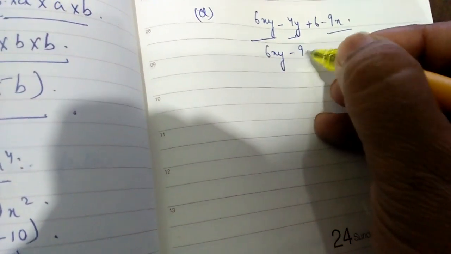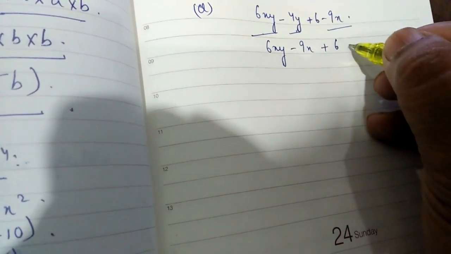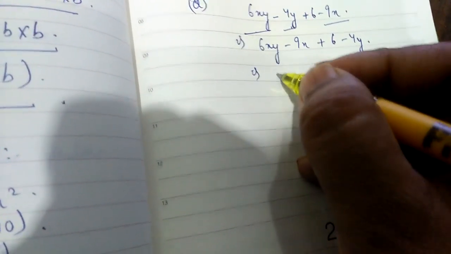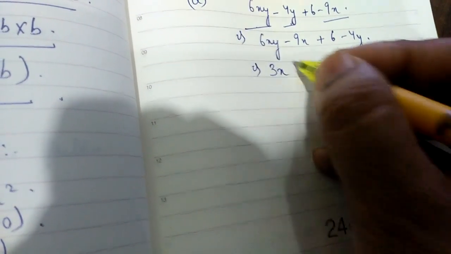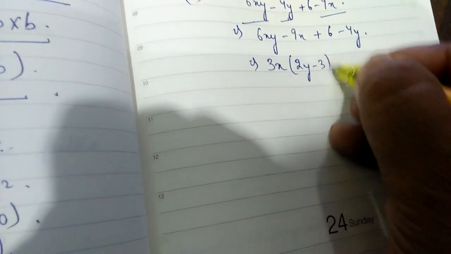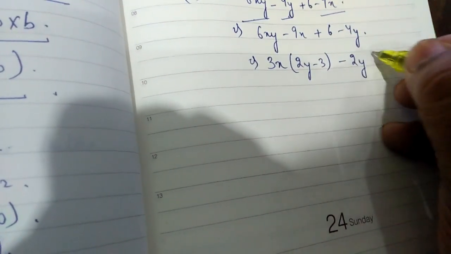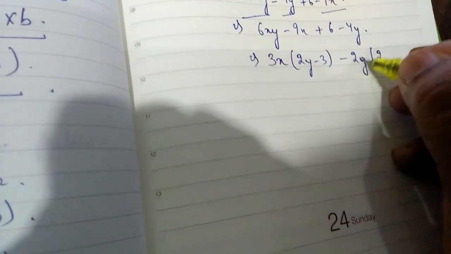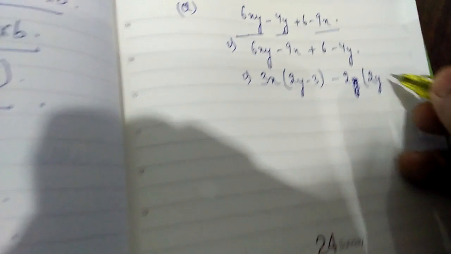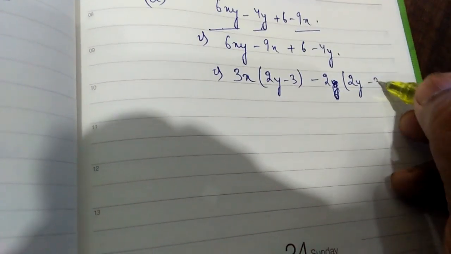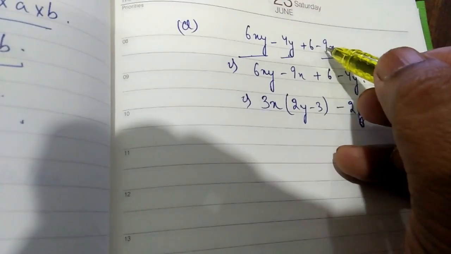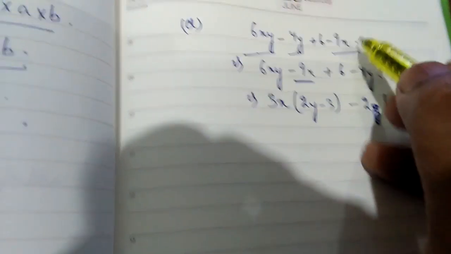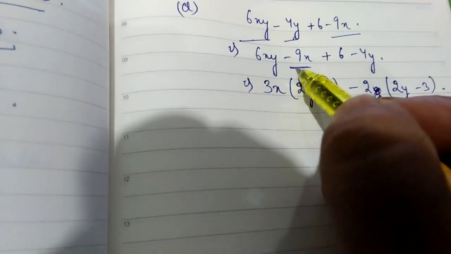6xy minus 9x plus 6 minus 4y. Let's try by this method, if it works. So take x as common and 3 as common, so 2y minus 3, and here we need to take 2y, so we take minus 2 as common, so 2y minus 3. So here minus 9x needs to be regrouped to the second term. This is the fourth term, minus 9x, it has to be brought to the second term.